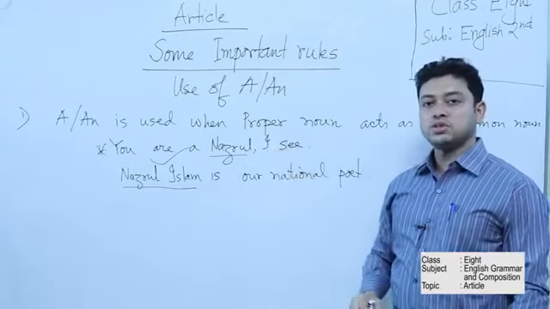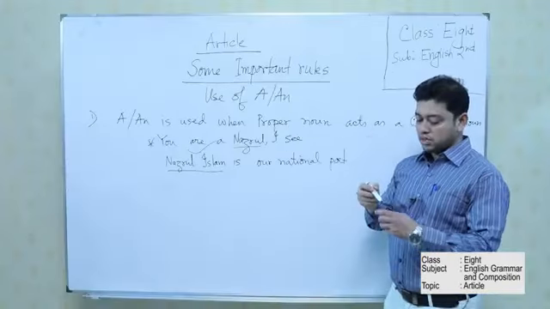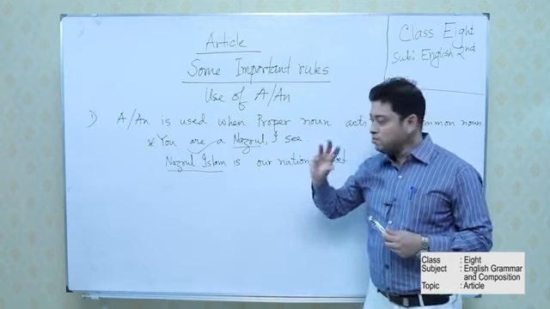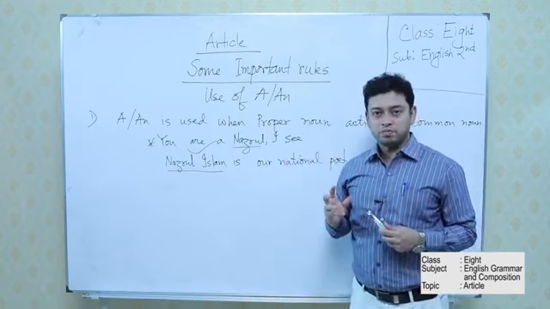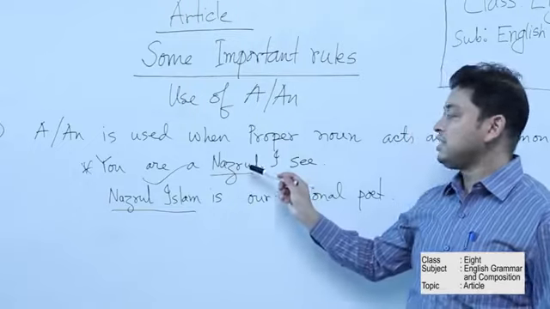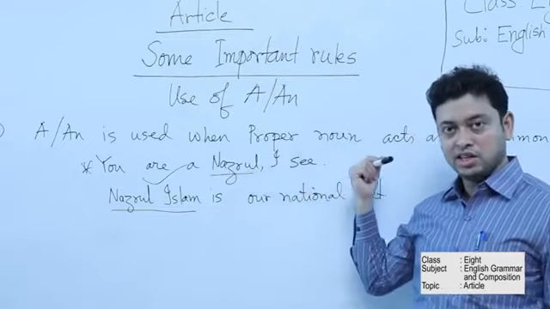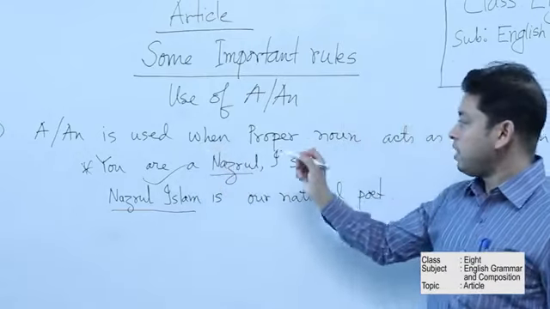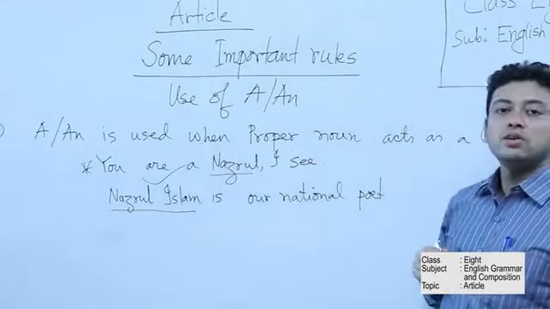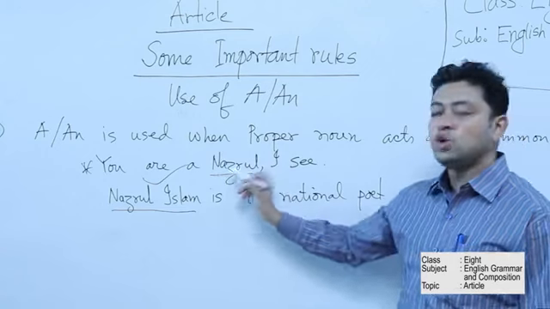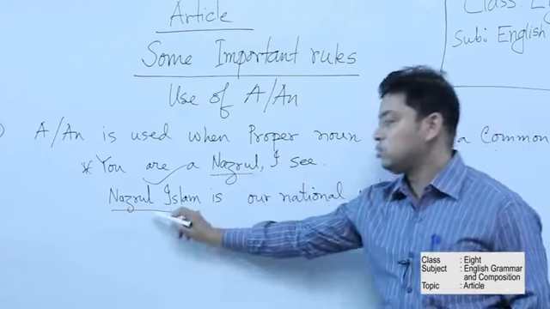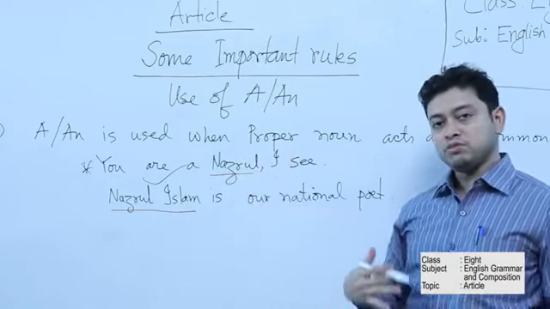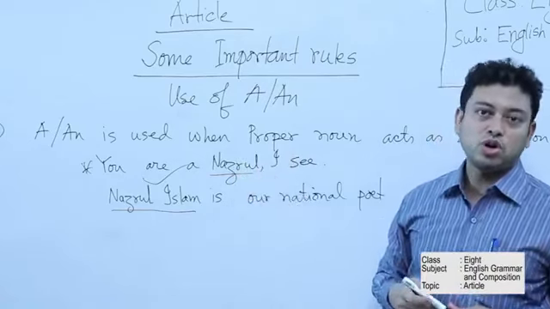Here Nazrul becomes a common noun because I am actually talking about the talent or the genius of Nazrul. I am using it as a common platform. That's why Nazrul is a common noun in this sentence. So according to this rule, a or an is used when a proper noun acts as a common noun. Here Nazrul is no more a proper noun. Here Nazrul is a proper noun. So according to the activity it becomes proper, according to the activity it becomes common.